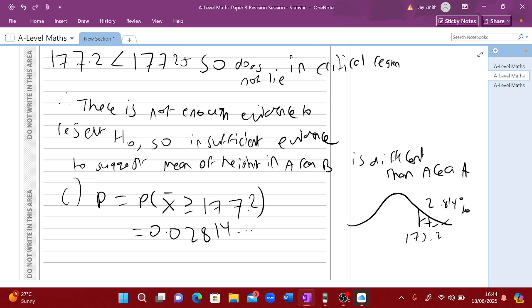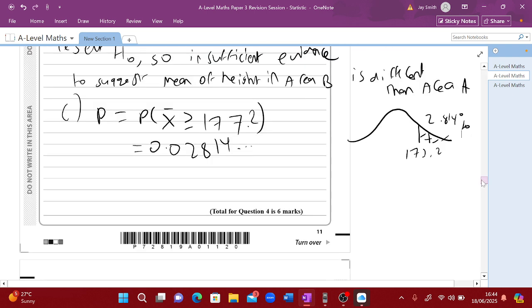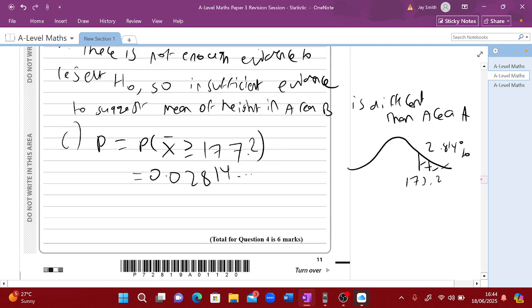However, what we then need to do is adjust for the fact it's a two-tailed test, because we're only working on one tail now, so we need to double it. So I'm going to say that's a half p. So then p is simply two lots of that. If I put that in the calculator, 0.02814 times 2 would be 0.05628. There we go. Okay.